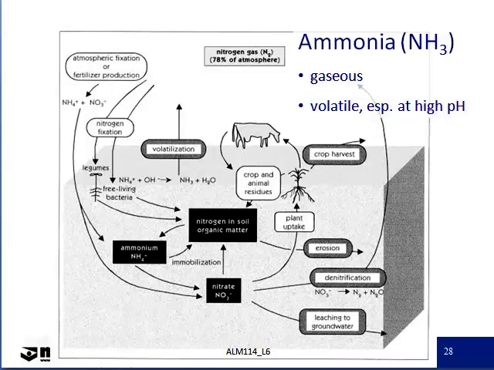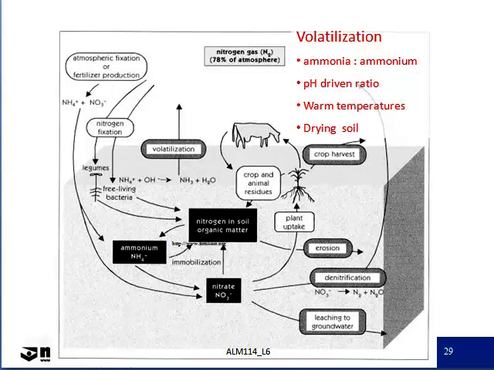Now look at the compound ammonia, NH3. This is a gaseous compound, and it can be volatile, especially at high pH. Ammonia volatilization refers to the loss of ammonia as a gas into the atmosphere and can be a source of nitrogen loss. The process is increased at high pH because ammonium will more easily convert to ammonia at high pH. Therefore, fertilizers that increase pH further, for example urea and anhydrous ammonia, may increase ammonia volatilization.